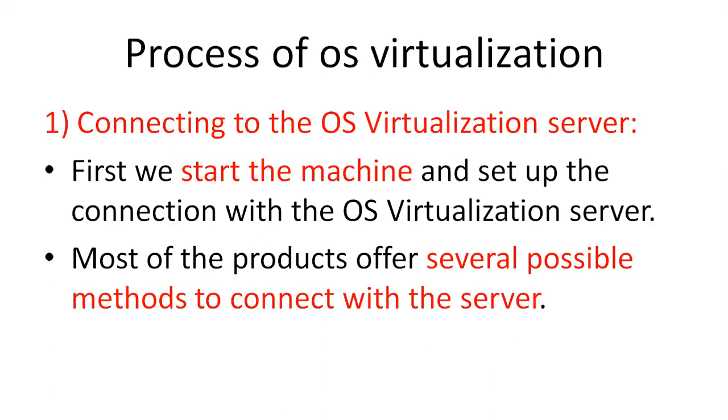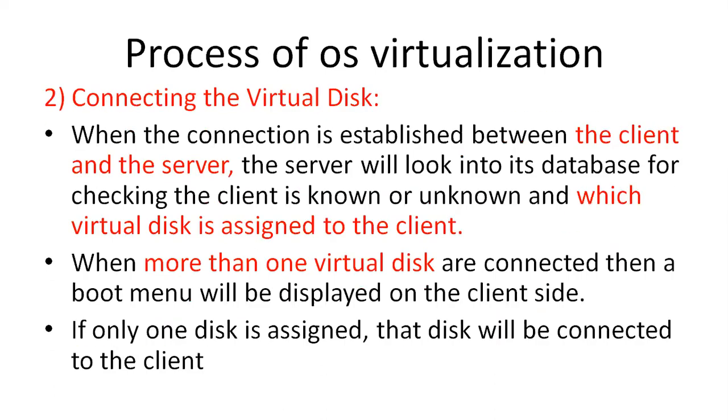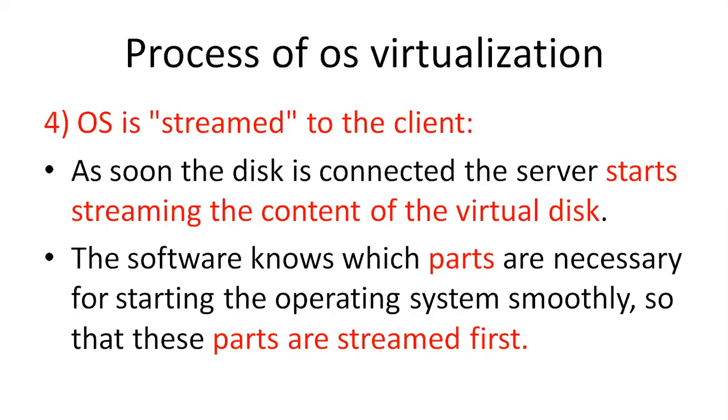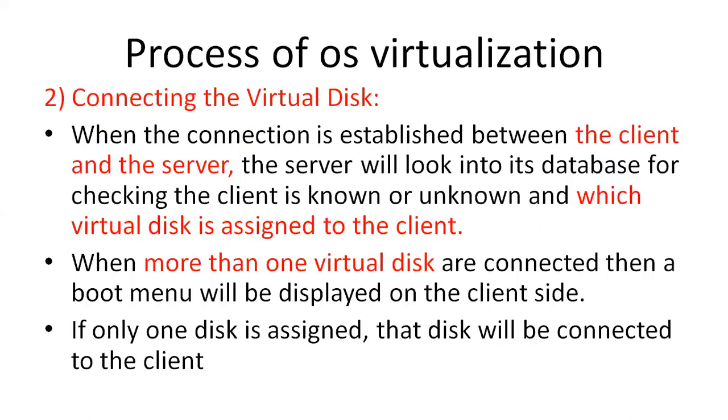That is the process of OS virtualization. Here, how can you do the process of OS virtualization? Connecting to the OS virtualization server is one thing. The second thing is connecting the virtual disk. And then the third one is the virtual disk connected to the client, and then the OS is streamed to the client system. These are the four steps in the process of OS virtualization.